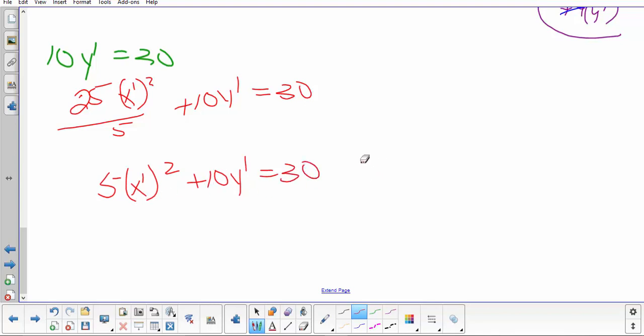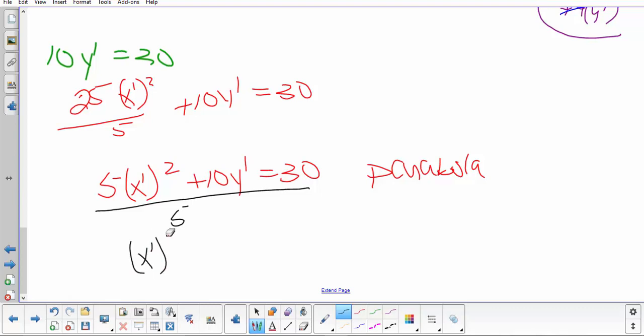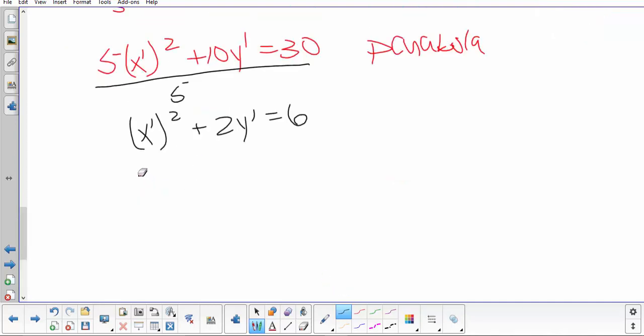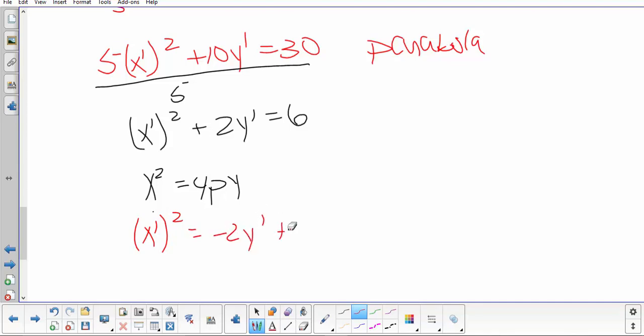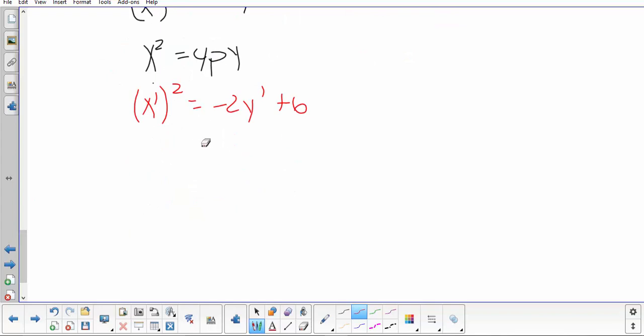So, we're dealing with a parabola. To put this parabola in standard form, I can divide everything by 5 and I get x' squared plus 2y' equals 6. Now, standard form for a parabola would be x squared equals 4py. So that's what we're trying to get to here. So I'm going to move the 2y' to the other side. I get x' squared equals negative 2y' plus 6. So in order to finish getting this in the correct form, we have to factor the negative 2. So x' squared equals negative 2 times (y' minus 3).